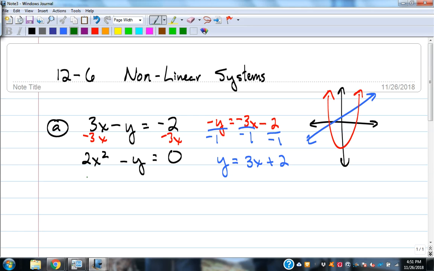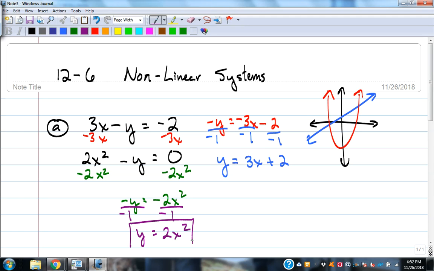And then the second one, I'd do the same idea. I'd get y by itself. I have negative y is equal to negative 2x squared plus 0. Then divide by -1 again. And there is y equals 2x squared. So these are the two things that we're going to graph and find out where they're crossing.